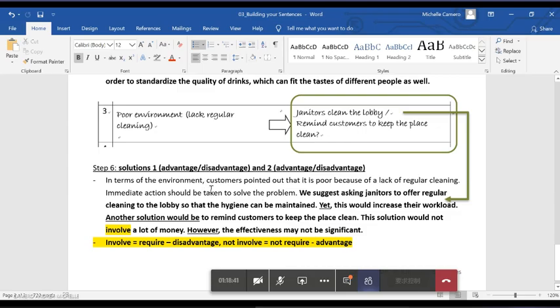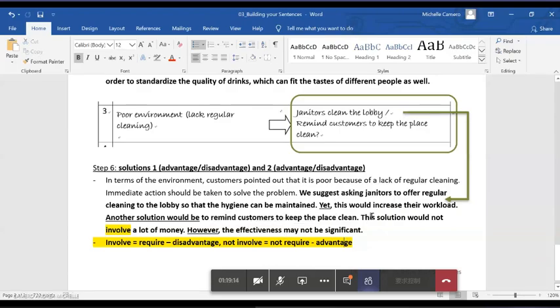So in terms of the environment, customers pointed out that it is poor because of a lack of regular cleaning. Immediate action should be taken to solve the problem. We suggest asking janitors to offer regular cleaning to the lobby. Okay, that's solution 1, so that the hygiene can be maintained. That's the advantage. Yet, so here comes the disadvantage, this would increase their workload. Another solution would be, so they didn't use alternatively. Instead, they used the words, another solution would be to remind customers to keep the place clean.